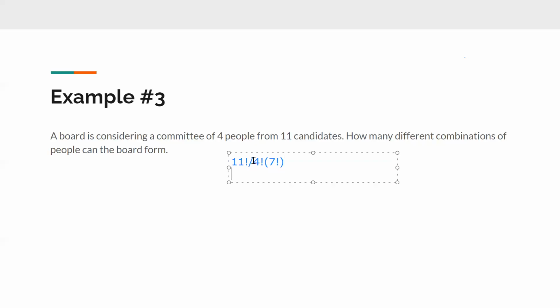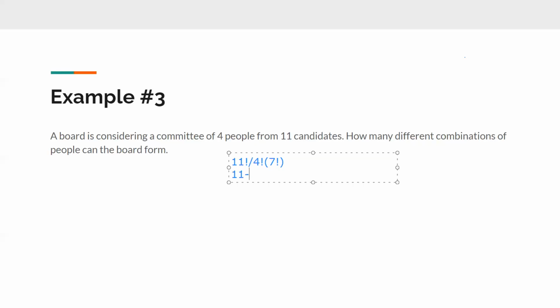I do want to simplify it, but I don't want to work it out because it's really long. So what we're going to do is expand this. 11 factorial is 11 times 10 times 9 times 8 and so on. But look at 7 factorial: 7 times 6 times 5 times 4 times 3 times 2 times 1. If we take out that 7 factorial, we can cross it out with 11 factorial. So that means only 8 times 9 times 10 times 11 is left.